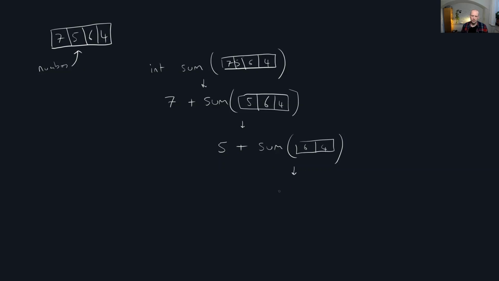So then that is going to be the sum of 6 plus the sum of, and we're down to one element, 4. Okay. And then that is just 4. Okay, and we get this nice thing whenever we do it this way. Okay, this is super inefficient.